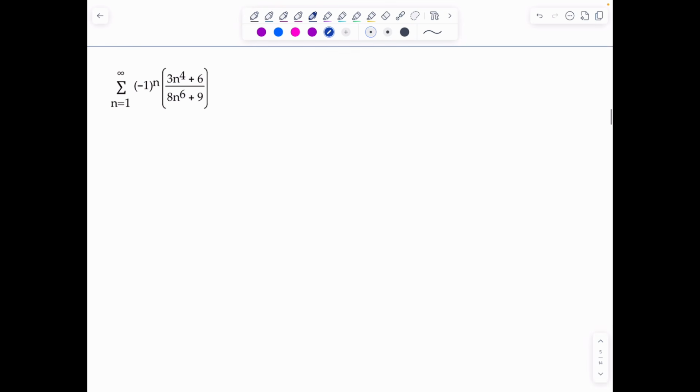Here we go. We have the sum n equals 1 to infinity of -1 to the n times 3n to the 4th plus 6 over 8n to the 6th plus 9. So what should you always test for first? Test for absolute convergence.